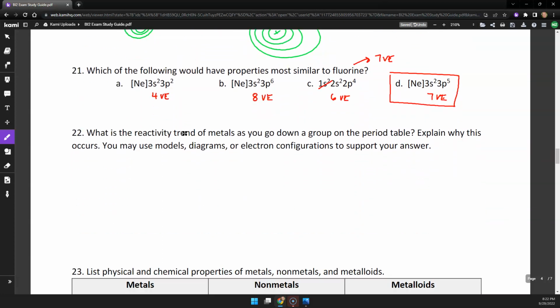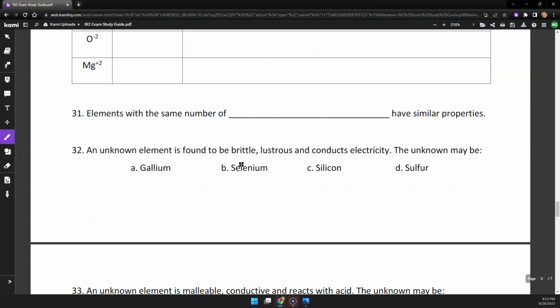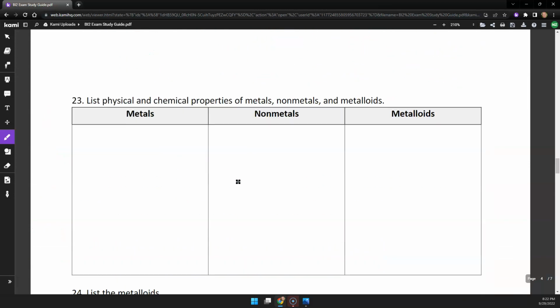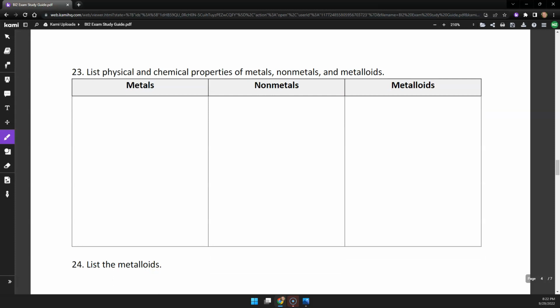Okay, we actually already talked about 22 when we went through and I explained on the periodic table here. So we're going to skip that one since we've already talked about it. 23 says, list physical and chemical properties of metals, nonmetals, and metalloids. So metals are lustrous or shiny. They're malleable, meaning they can be flattened into a disc. What else do we have? They're ductile, so we can draw them into a wire. They are good conductors. And they react with acid.